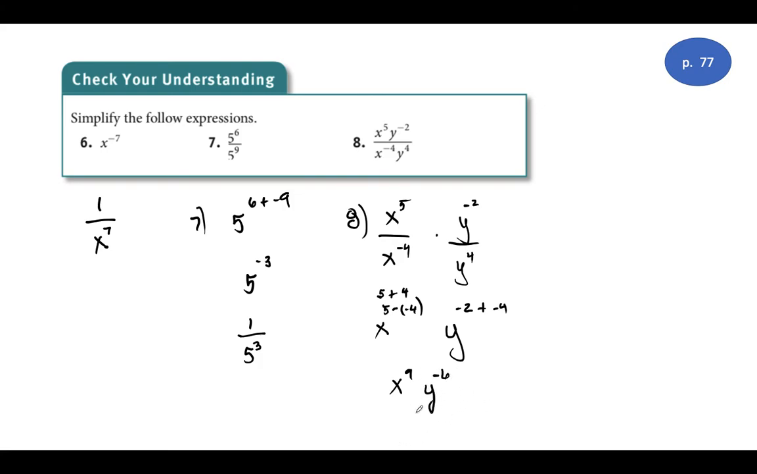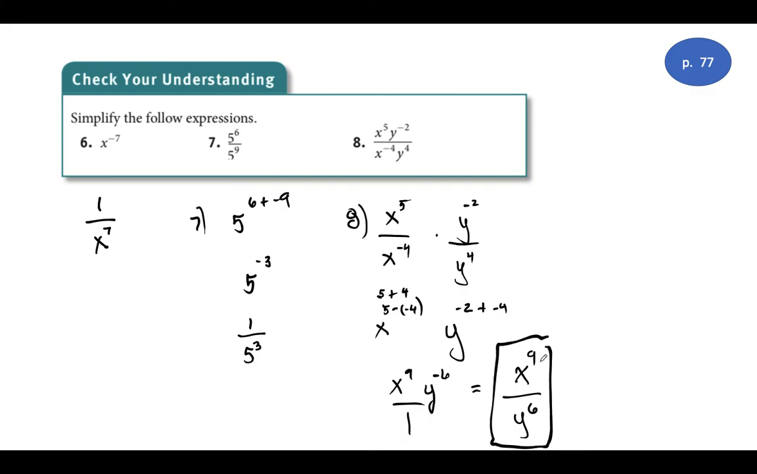I'm not done because one of my exponents is negative. The power that has a positive exponent stays where it is. And remember, both of these factors are in the numerator. The power with the negative exponent moves to the denominator, and its exponent becomes positive.